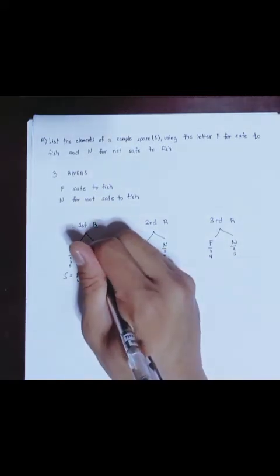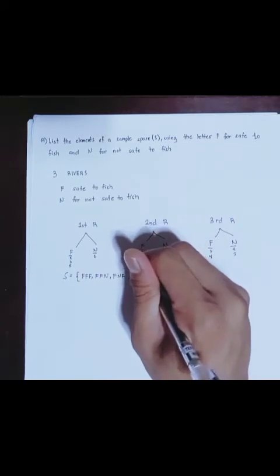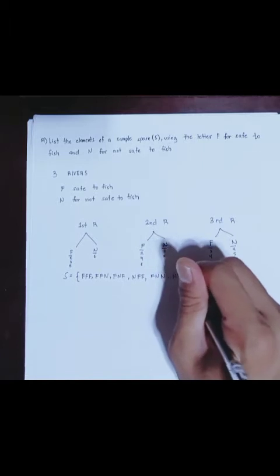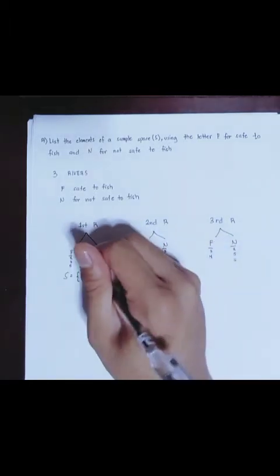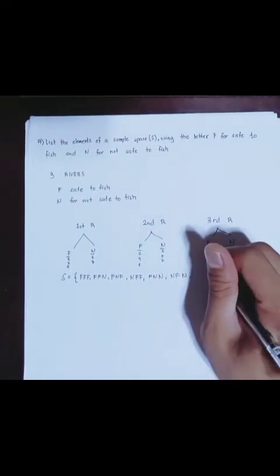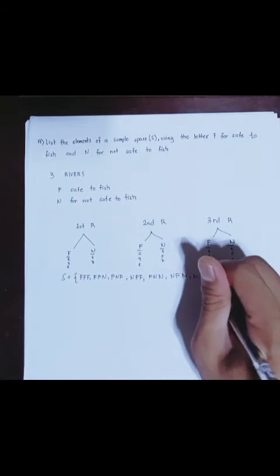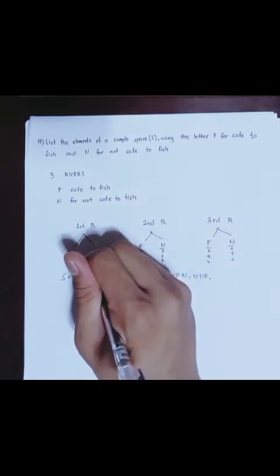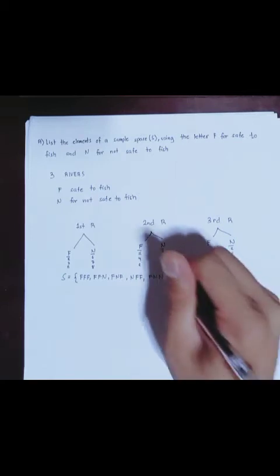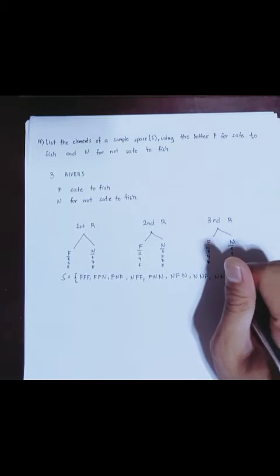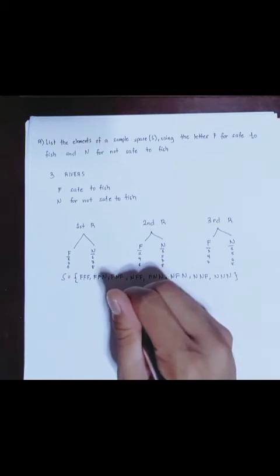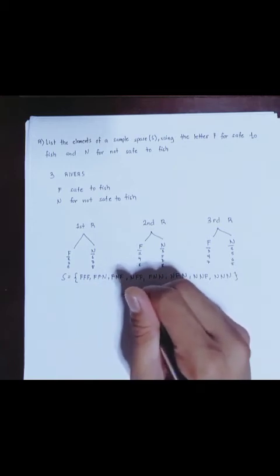Another one is the N, F, N. N, N, F. For the last one, we have the N, N, N. So as you can see, we have 8 possible elements in the sample space.